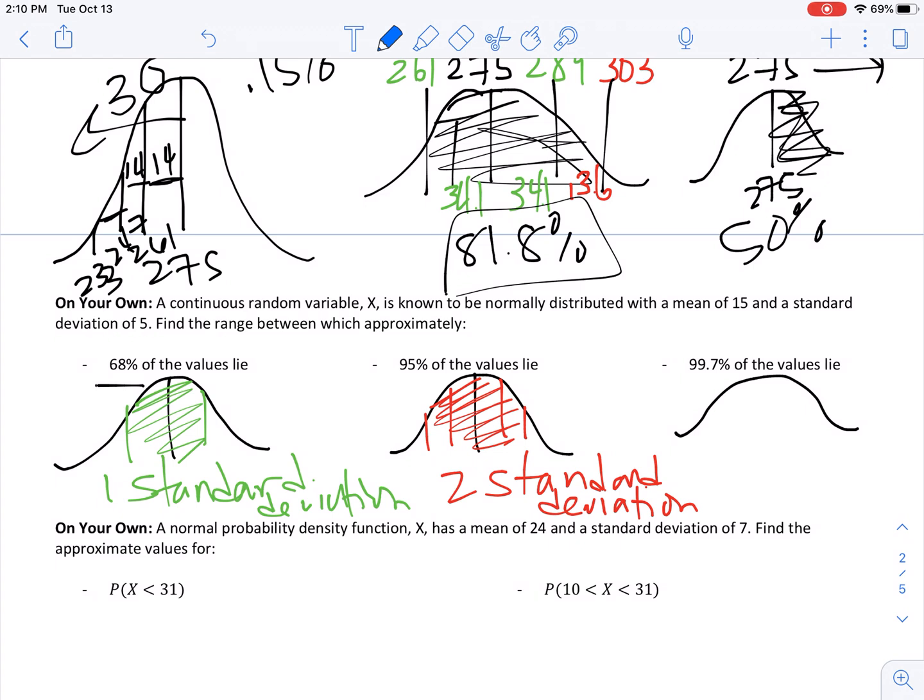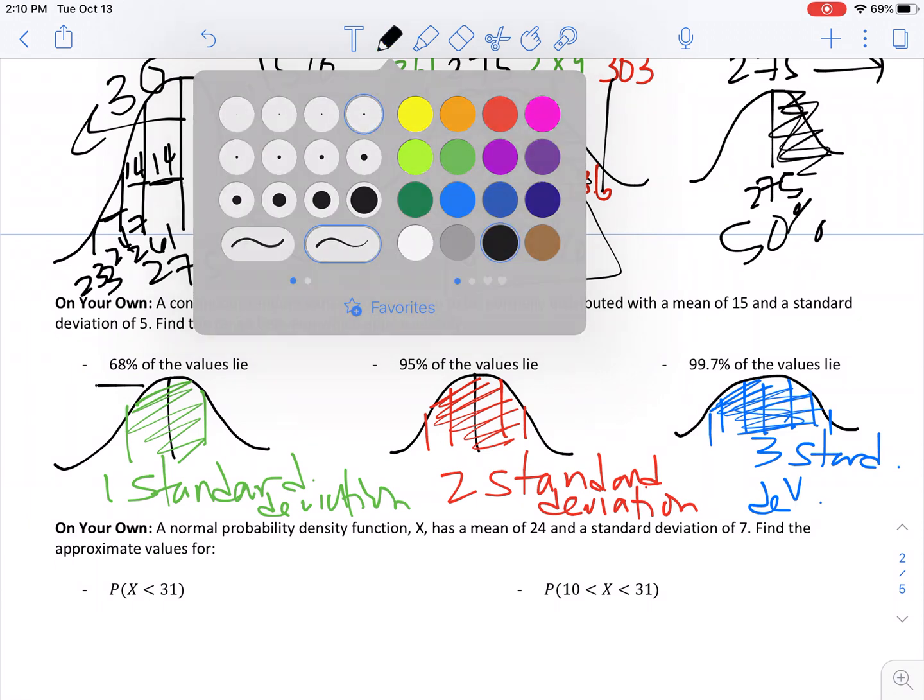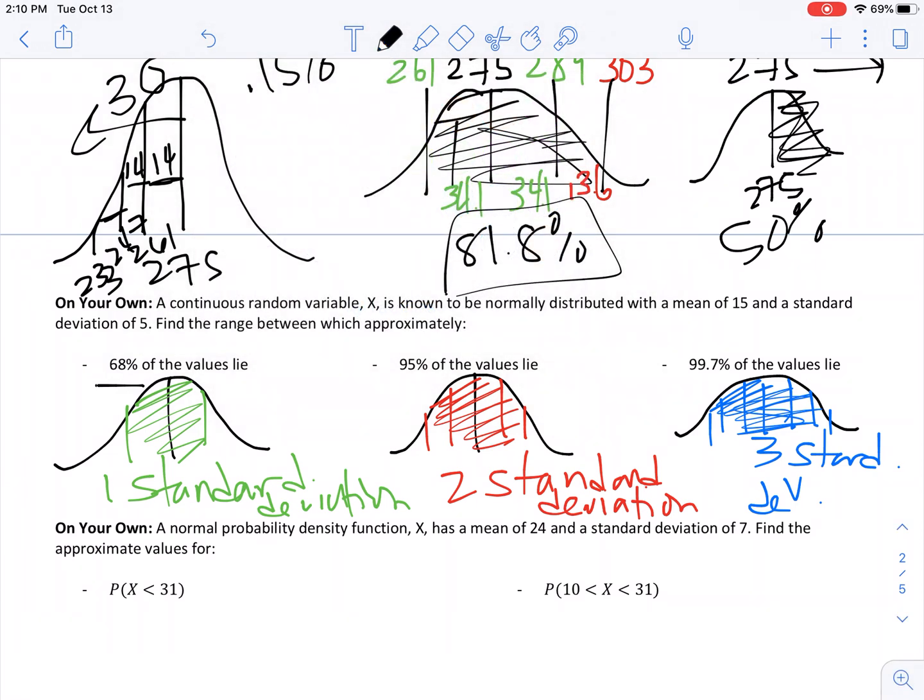Okay, so we have our mean. 1, 2, 3, 1, 2, 3. Alright, so this is going to be 3. The reason I did this is because we're now going to go back and write down these values. The mean is 15. Okay, so the 15 goes here.